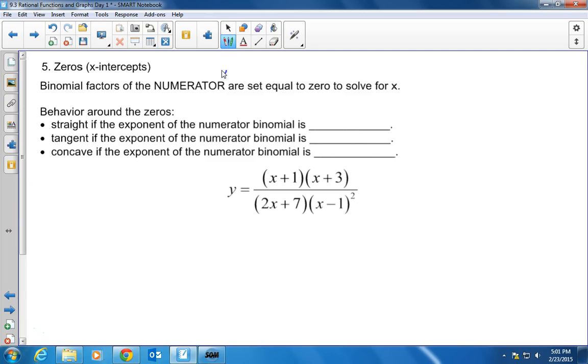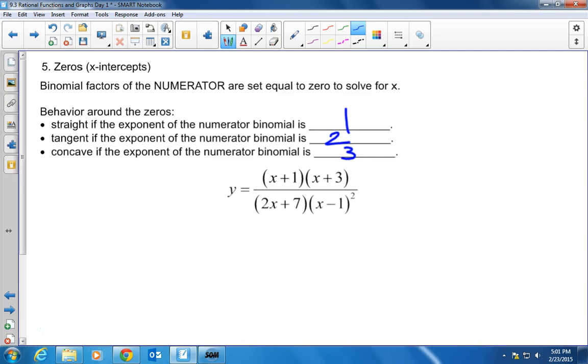It's going to pass straight through the x-axis if the exponent of the numerator binomial is 1. It is going to be tangent if the exponent of the numerator binomial is 2. And it's going to be concave if the exponent of the numerator binomial is 3.